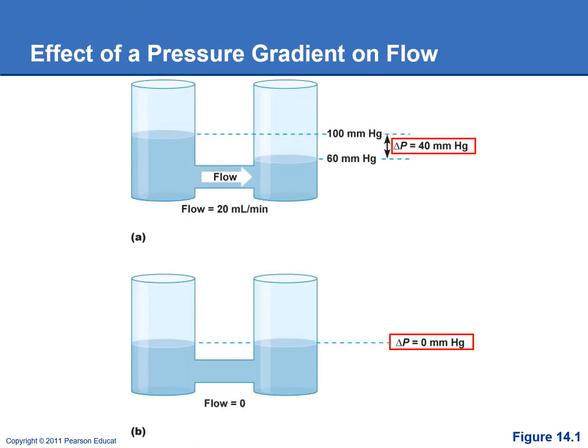So here are some pictures showing you the flow rule. The top picture shows that we've got a pressure gradient of 40 millimeters of mercury between the top and the bottom of the two containers, where the water levels are. And you can see that we have a flow of 20 mils per minute there. But if our pressure gradient was 0, if there was no difference in pressure between the two sides, notice that the flow would be 0. This would happen if the heart stopped beating and was no longer generating that pressure gradient.